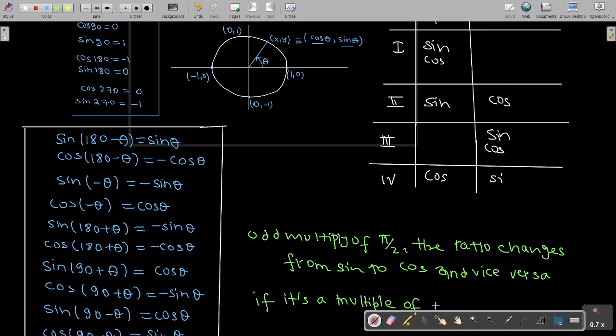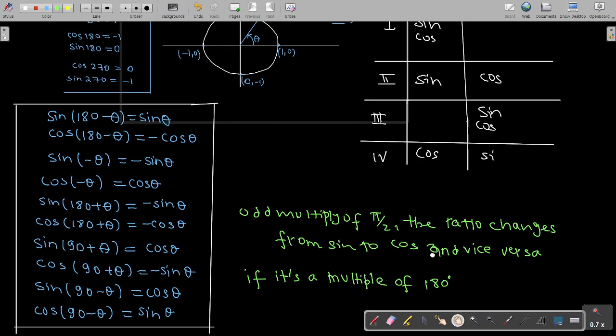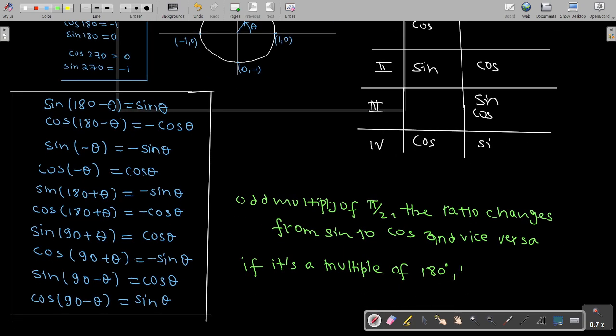So where am I going to use these formulas, sir? In the second book. If it's a multiple of 180, the ratio doesn't change. So you can solve this, right? If you understand this logically as well. Possibly. Yeah, somewhat. I have to solve some questions to understand it fully. Okay, sure.